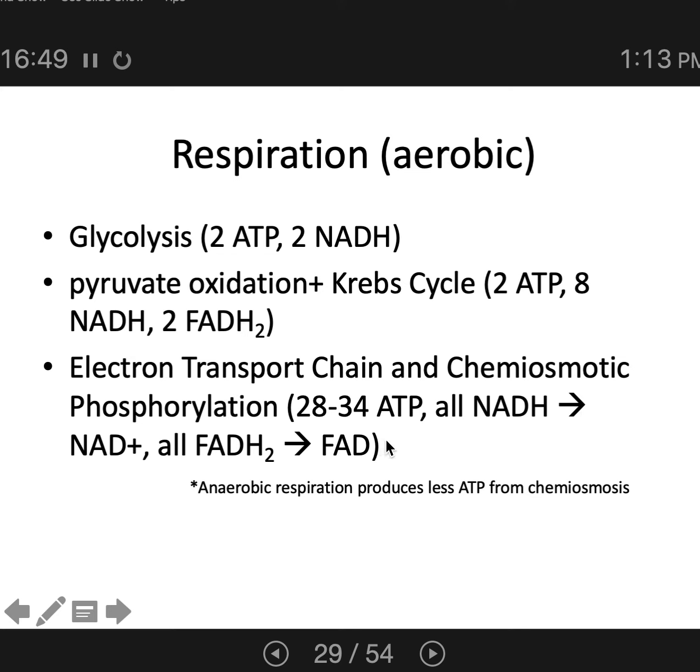Electron transport chain and chemiosmotic phosphorylation: using the energy in those high energy electrons that you strip from food to generate all that ATP, which is the energy currency of the cell.